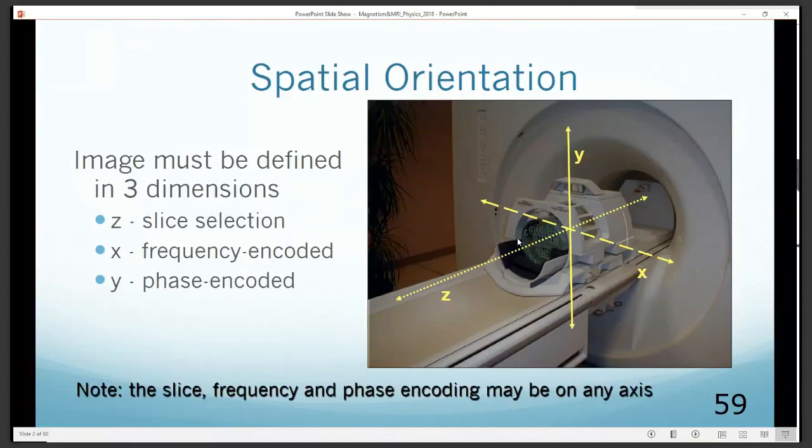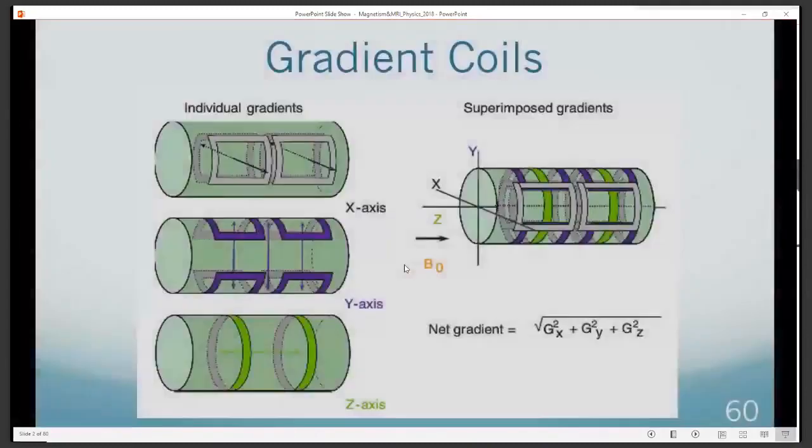Now, it doesn't have to be this way. These magnetic fields can be manipulated so you can have slice selection, frequency, and phase encoding in any oblique plane, but this is just for simplification. And these are the geometrical arrangements of the gradient coils in the magnets.